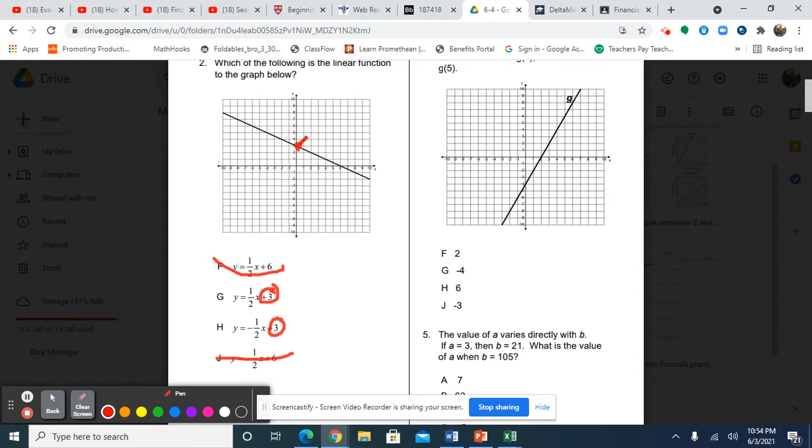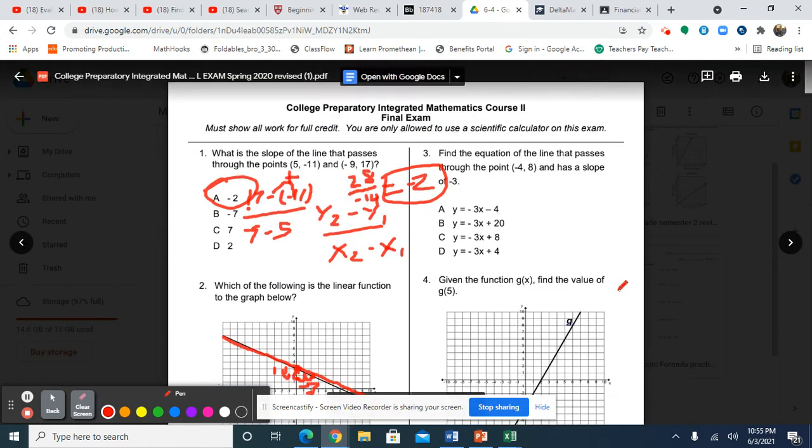Now, from one point to the next, we figure out how many times do we go down? We go down one time, and then we go over 2. So our rise over run is 1 over 2. Now, with our line going downward, it's going to be a negative slope. So our answer is H, negative 1/2, and y-intercept plus 3.